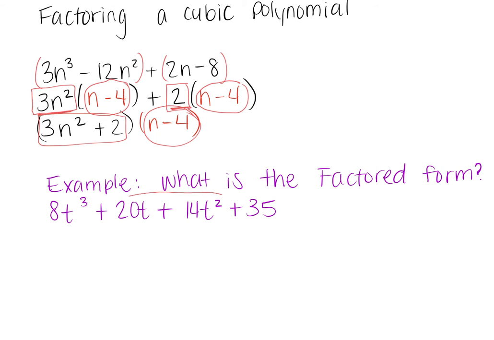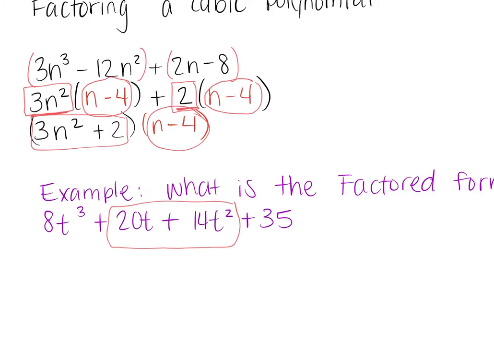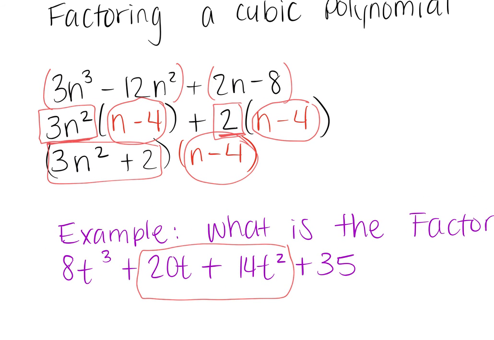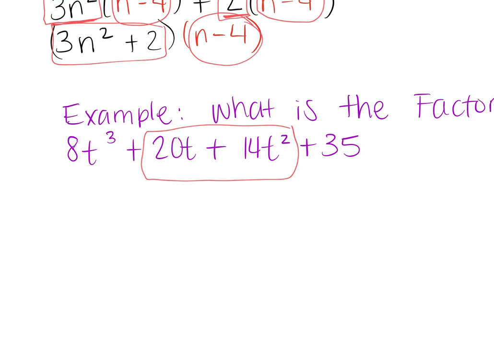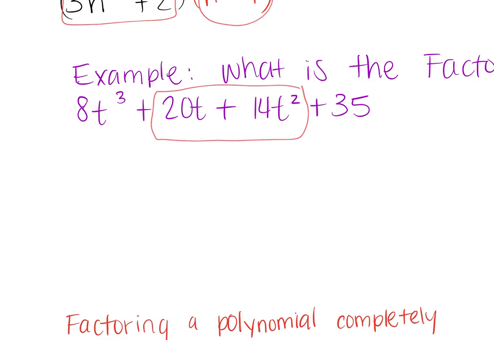Very good. These two are mixed up. Do you guys see that? The 14t squared needs to come before the 20t, right? Because in my first one, I went n cubed, n squared, n, and then no n. It needs to be in the same order for this one. So let's reorganize it. Let's write it as 8t cubed plus 14t squared plus 20t plus 35.